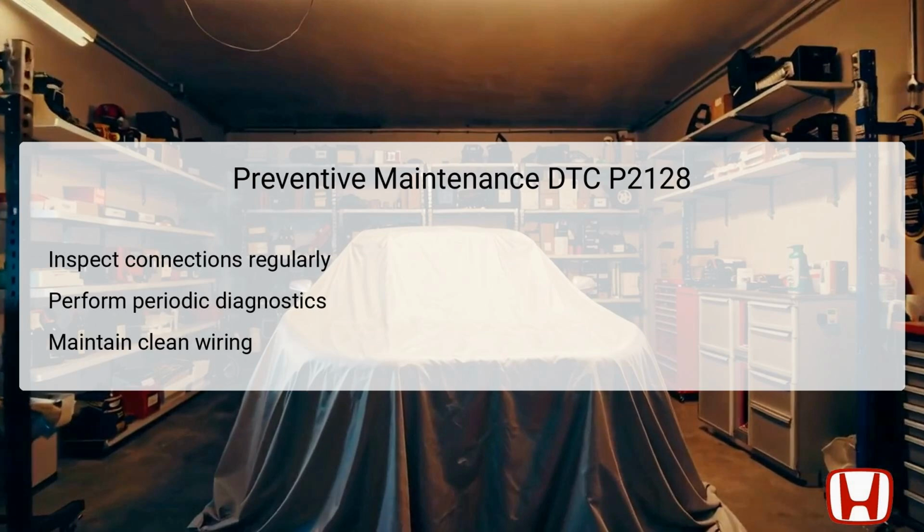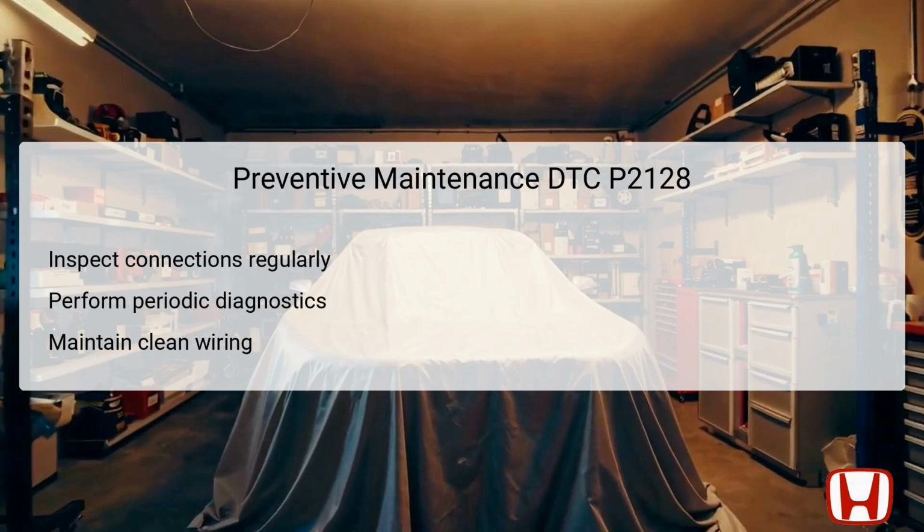Preventive maintenance plays a crucial role in minimizing the occurrence of DTC P2128 and other related issues in Honda Civic models. Regular inspections of electrical connections can significantly reduce the risk of poor connectivity that may trigger fault codes. It is advisable to conduct periodic diagnostics using the HDS system to proactively address potential problems before they escalate. Additionally, maintaining clean wiring and ensuring that no debris or corrosion accumulates on electronic contacts can prolong the lifespan of components like the APP sensor.